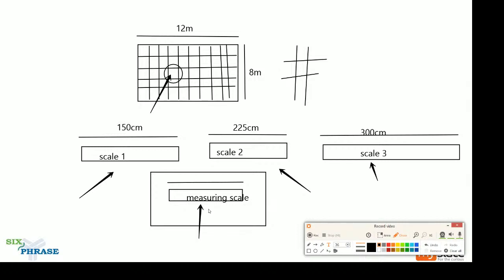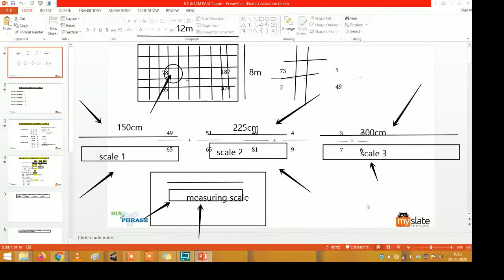See, if this measuring scale was, let us say, one centimeter, surely it can measure all the three scales, right? Yes, scale 1, scale 2, scale 3. But that is not what I want. I want the largest length that this scale can be, so that it will be able to measure all the three scales. So it should be able to measure this scale, this scale, and this scale. I hope you got the question, and I'm expecting some answers, guys.